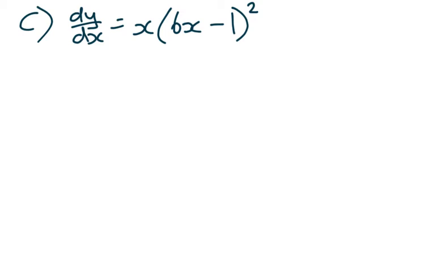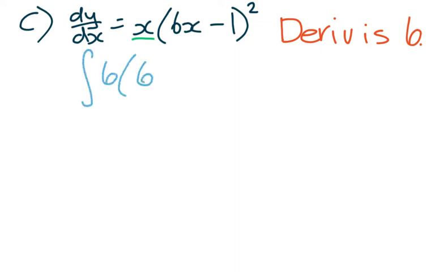So the first thing again to do, we've got dy by dx equals x(6x take 1) all squared. The derivative of the inside is 6. Now, if you have a look here, the coefficient at the front of this is x. We can't make x from 6. Okay, so this is where if we were to do this and we started it, for example, we would have the integral of 6(6x take 1) all squared.